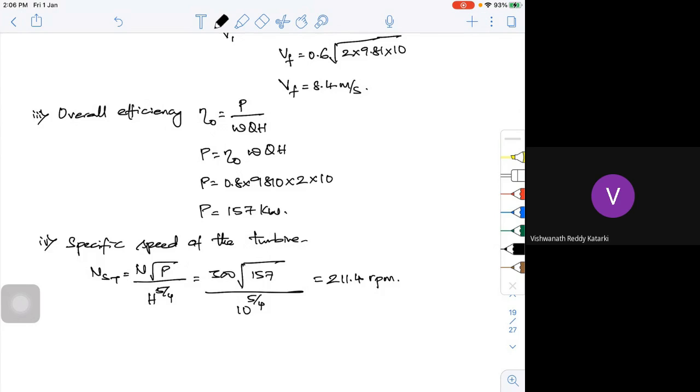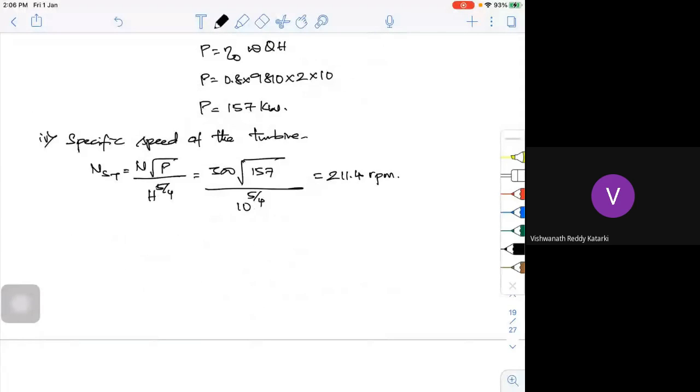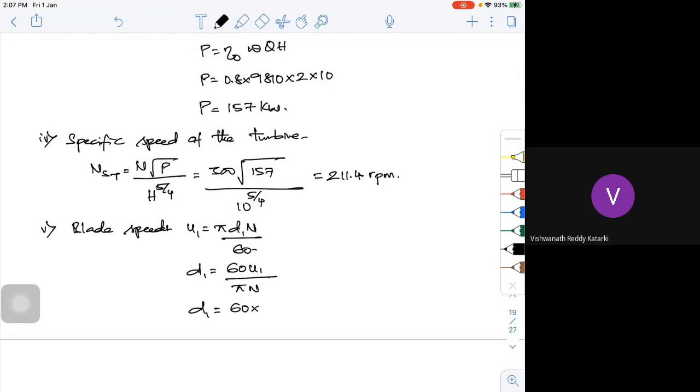Now what is my U1? U1 we just found. So from that U1 I can find the D1. The peripheral speed, that is blade speed, U1 is equal to pi D1 N by 60, or D1 is equal to 60 into U1 by pi into N. So D1 is equal to 60 into 11.2 divided by pi into speed 300 RPM. I am getting my D1 as 0.7 meters.